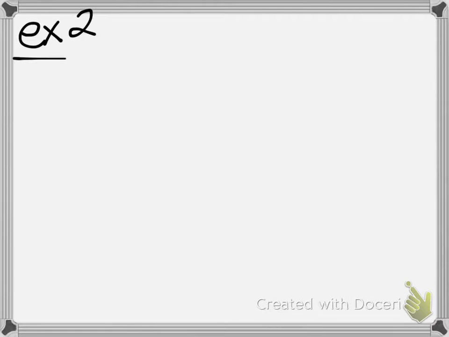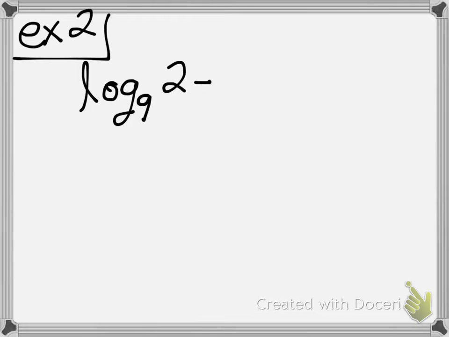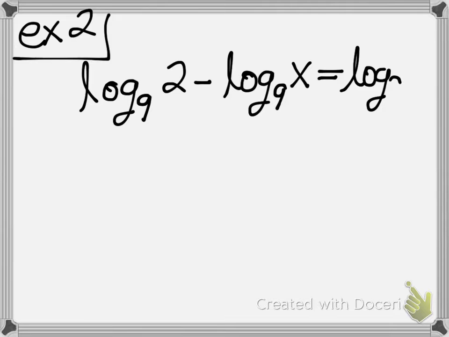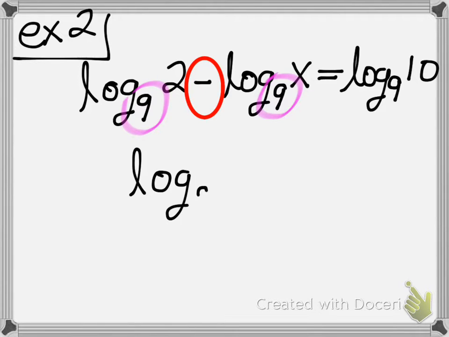Last example for week 2 logarithms. Log base 9 of 2 minus log base 9 of x equals log base 9 of 10. Now I'm only going to focus on the left-hand side of the equation. The two logarithms are being subtracted. And because they have the same base, we're going to combine them. Since they're being subtracted, we are going to divide the 2 and the x.